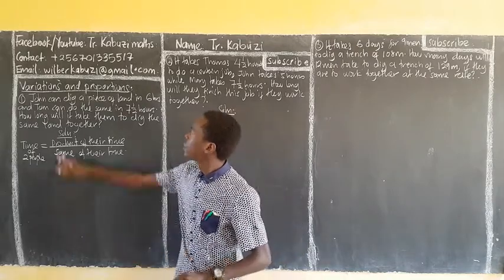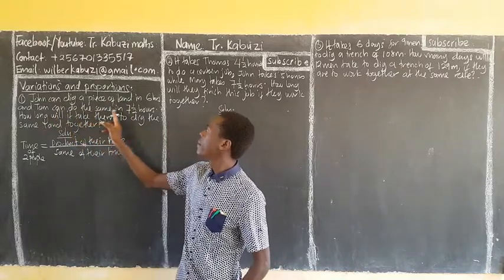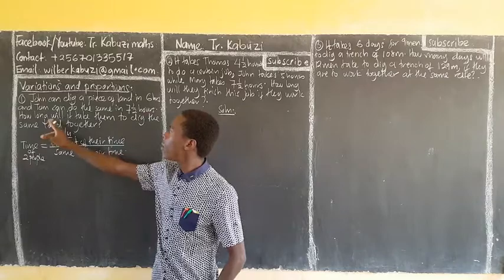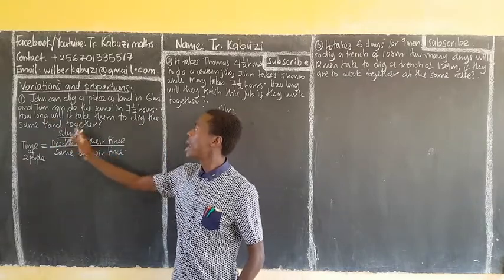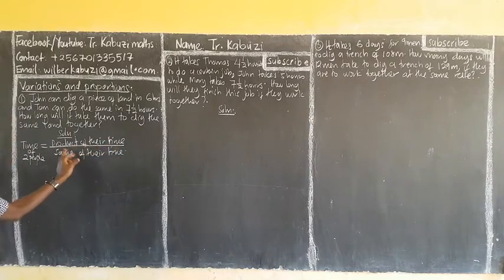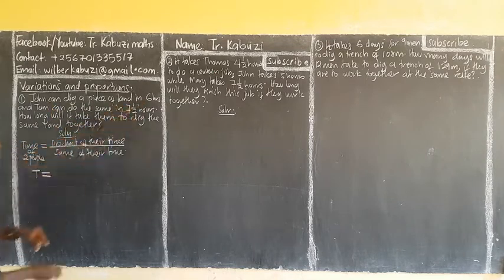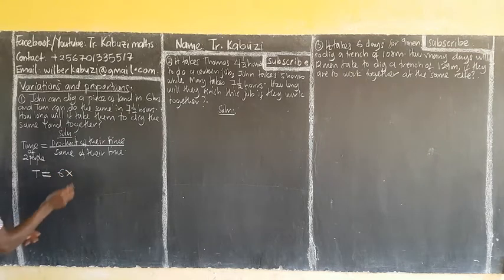Now here, John can dig a piece of land in 6 hours and Tom can do the same in 7 hours. How long will it take them to dig the same land together? So all you do, we get the product of their time over the sum of their time. So now our time here is going to be the product of their time. We have John took 6, so 6 times this one took 7.5 hours, over the sum of their time.